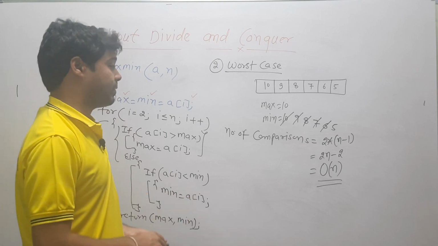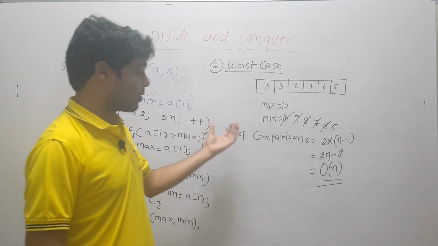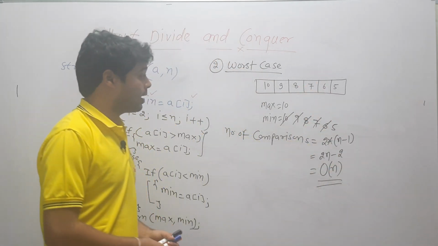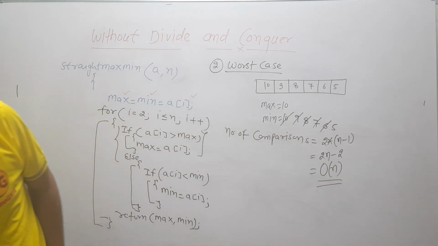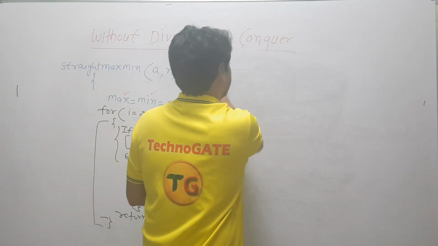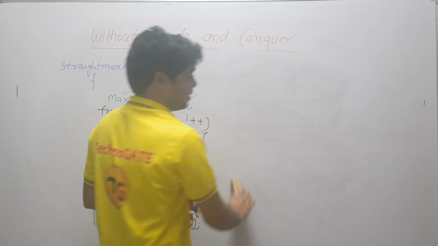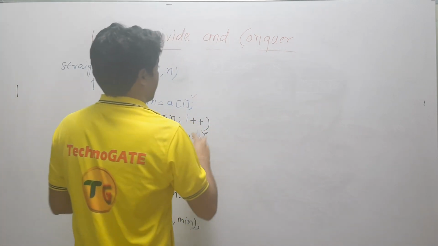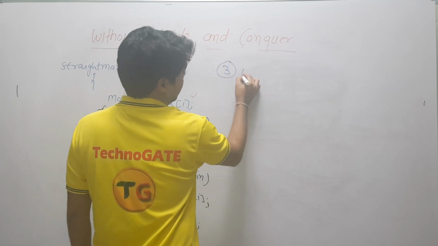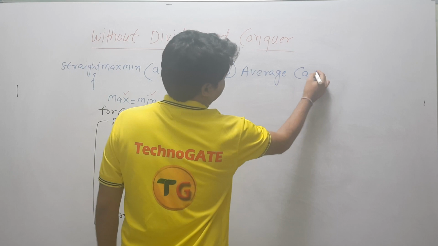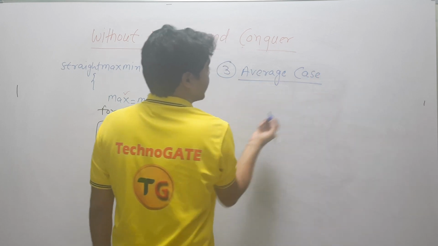Now we will discuss the average case. In the worst case, the number of comparisons is 2n minus 2, and in the best case, n minus 1. Now let's discuss the average case.